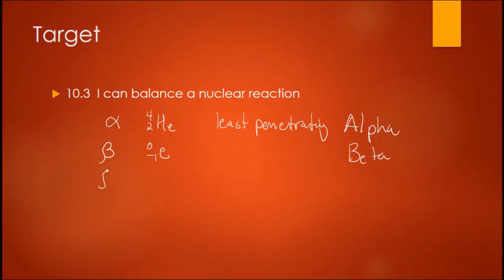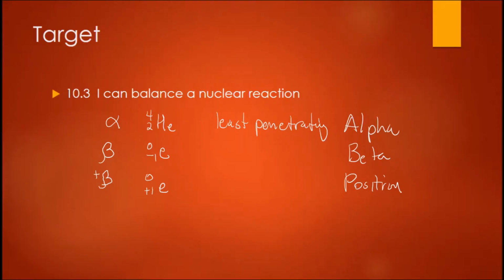Now, there are such things as positive betas. They are called positrons because it's kind of like a positive electron. Does that make sense? They would be called positrons? Yep. And oops, I pushed a button here. I could see myself on the screen.